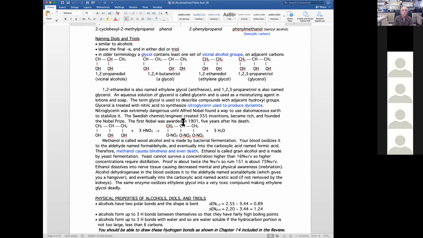So it was Alfred Nobel that found a way to stabilize nitroglycerin. He used diatomaceous earth, which is like a clay. And anyway, he made so much money off of making dynamite that he's the one who started the Nobel Prize. Well, he started it after he was dead, so it was even more amazing that he did that.